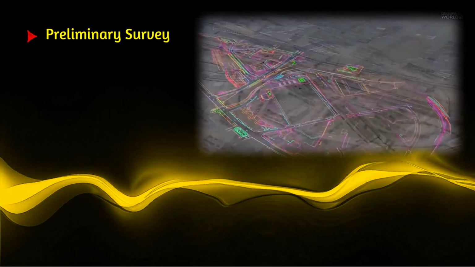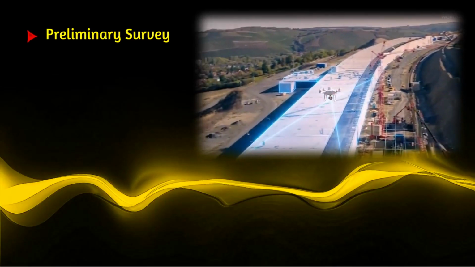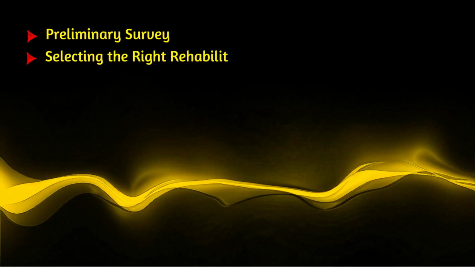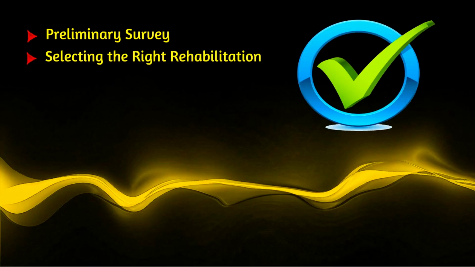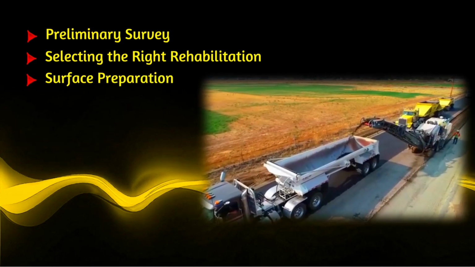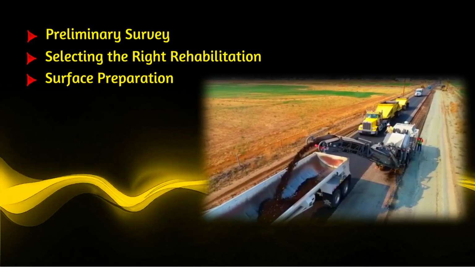Road rehabilitation process, step by step. Step 1. Preliminary survey and damage assessment check. Engineers inspect using laser scanning, drones, and core sampling. Cracks, deformations, and drainage failures are identified. Step 2. Selecting the right rehabilitation technique. The best method is chosen based on damage severity, traffic load, and budget. Step 3. Surface preparation: cleaning, milling if needed, and leveling for better adhesion.